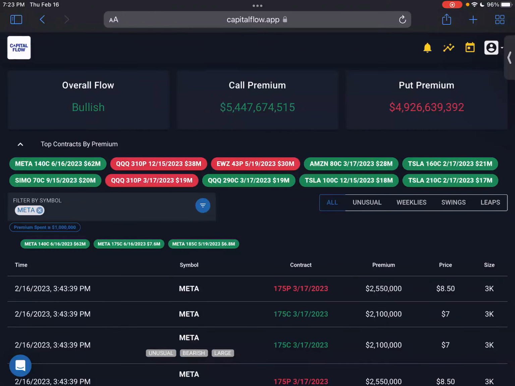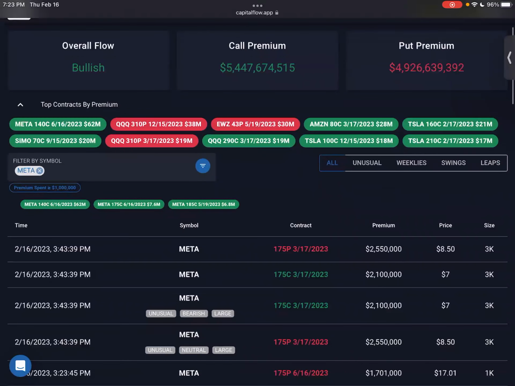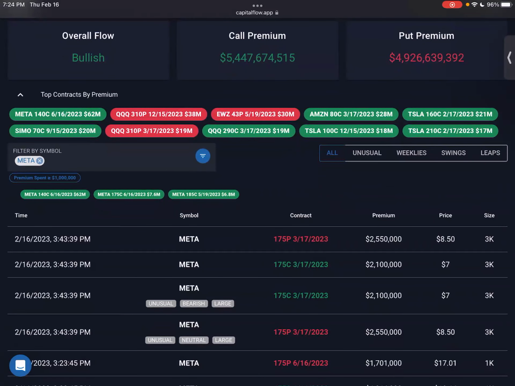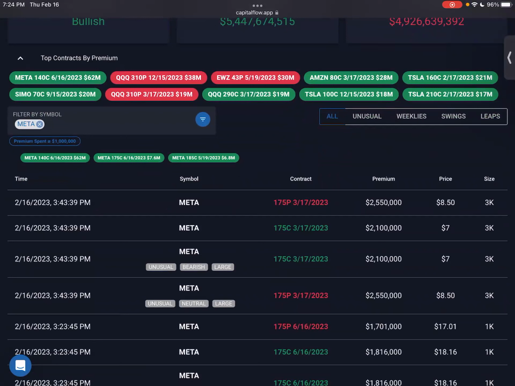All right, cool. So speaking of expirations, this box where you see all, unusual, weekly, swings, and leaps, this is going to be where you can actually pick your expiration. So I talked about watching the expirations, right? Say, for example, I'm going to start with the weeklies. I'm going to skip that unusual for now, but we'll get back to it at the end. So with all, it just shows you every expiration. Doesn't matter if it's this week, 6 months from now, 2 years from now, you're going to see every expiration.